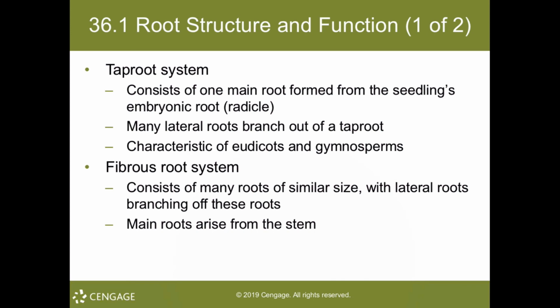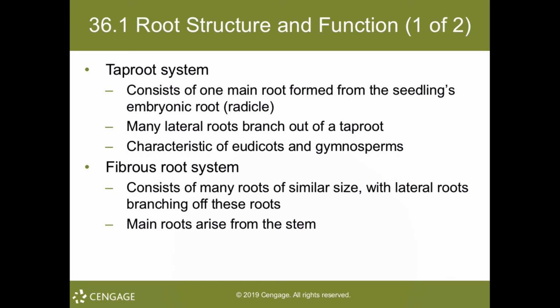So taproots have adapted to obtain water deep underground, where fibrous roots are relatively close to the surface, obtaining rainwater. So having put it that way, it's these roots that have evolved, adapted to obtain water in those differing sections of the soil.